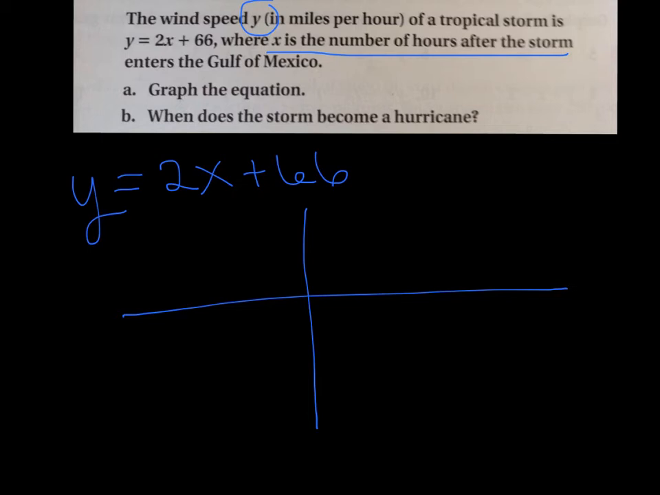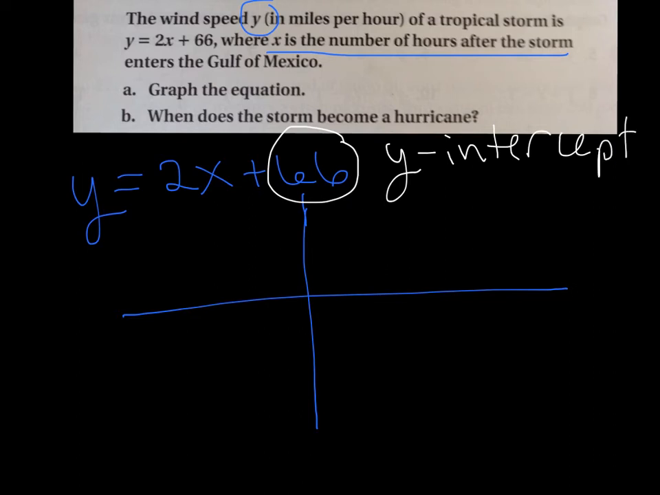Okay, so to graph this equation, you could do it on a calculator. I'm just going to draw a rough graph here. All these numbers play a part, right? This number is the y-intercept, meaning it's where the graph crosses the y-axis. So let's just say this is 66. And then this number is the slope, which is the change in y over the change in x.